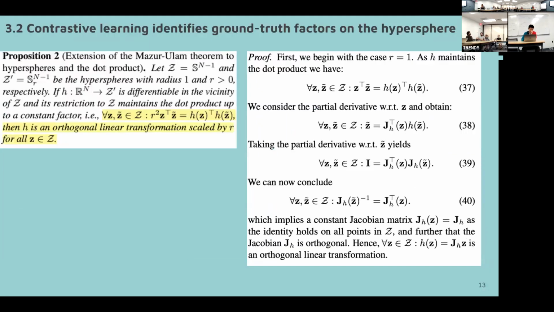And then they will have proposition 2, which is based on theorem 1 and proposition 1. Because based on proposition 1, they have proved the dot product identity. In this condition, they have two proofs, with radius equal to 1 and radius larger than 0. I'm given the proof for R equals 1. For any Z belonging to the latent space, we get this equals to that, and taking the derivative with respect to z and z delta, they get that the Jacobian function is orthogonal.